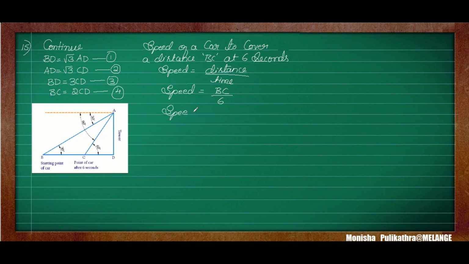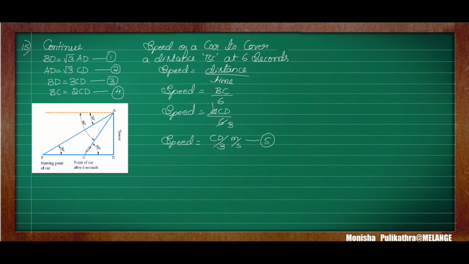So speed is equal to, in equation 4 we got BC is equal to 2 CD. So in the place of BC we need to substitute 2 CD. 2 CD divided by 6. So 2 ones are 2, 2 threes are 6. So the speed of the car is CD by 3 meter per second. Okay. So the speed of the car is CD by 3 meter per second. Let this be equation number 5.